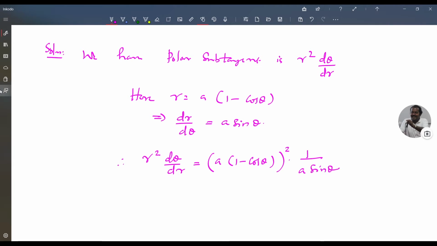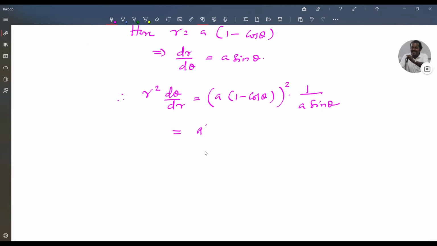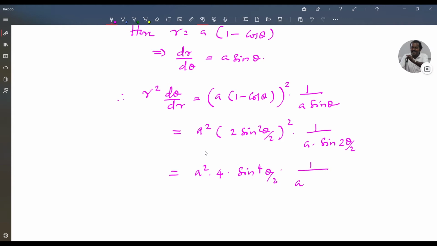So this is equal to a square into 1 minus cos theta, which is 2 sin square theta by 2, the whole square, into 1 by a into sin theta, which is 2 sin theta by 2 cos theta by 2. So this is equal to a square into 4 sin raised to 4 theta by 2 into 1 by a into 2 sin theta by 2 cos theta by 2.